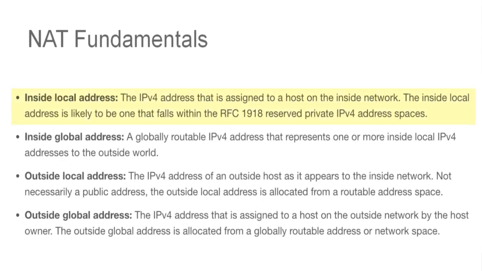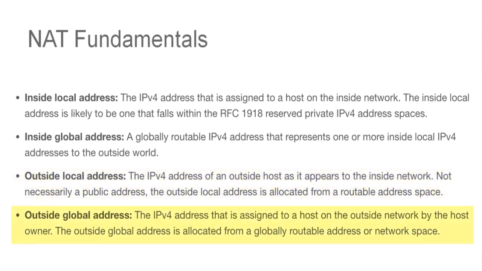Cisco defines the following list of NAT terms. The inside local address is the IPv4 address that's assigned to the host on the inside network. The inside local host is likely to be one that falls within the RFC 1918 reserved private IPv4 address space. The inside global address is a globally routable IPv4 address that represents one or more inside local IPv4 addresses to the outside world. The outside local address is the IPv4 address of an outside host as it appears on the inside network. Not necessarily a public address, the outside local address is allocated from a routable address space.